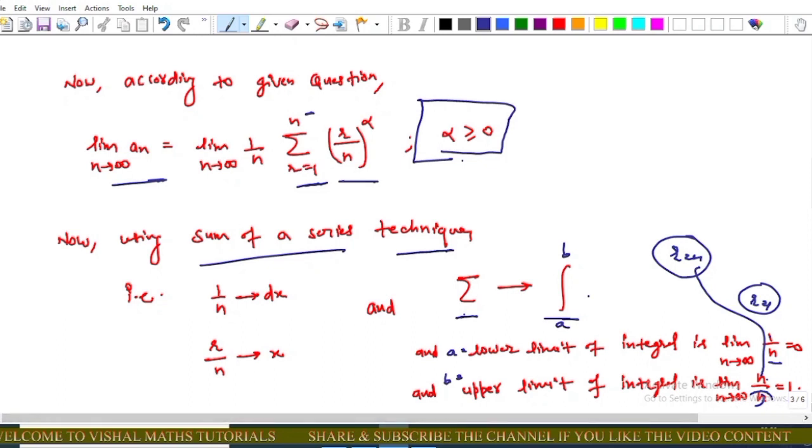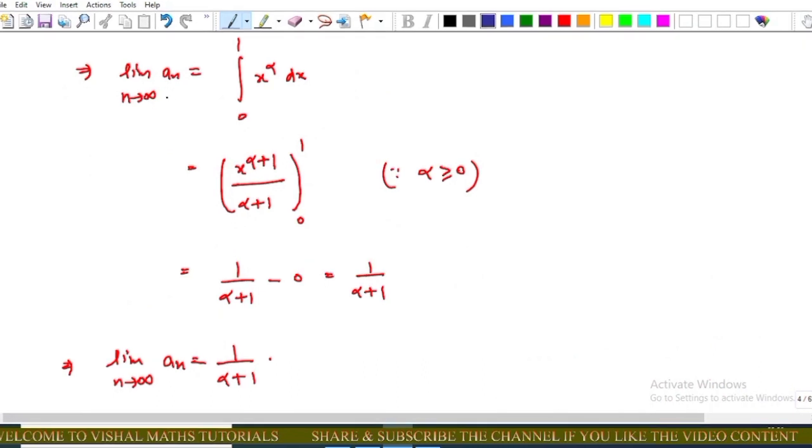Now come to further explanation. The limit as n tends to infinity of a_n is equal to the integral from 0 to 1 of x power alpha dx. Now using standard integration, this is equal to x power alpha plus 1 upon alpha plus 1, with lower limit 0 and upper limit 1. When we apply the limits to this integral, we have 1 upon alpha plus 1 minus 0, that is 1 upon alpha plus 1. So the answer of this question is 1 upon alpha plus 1.